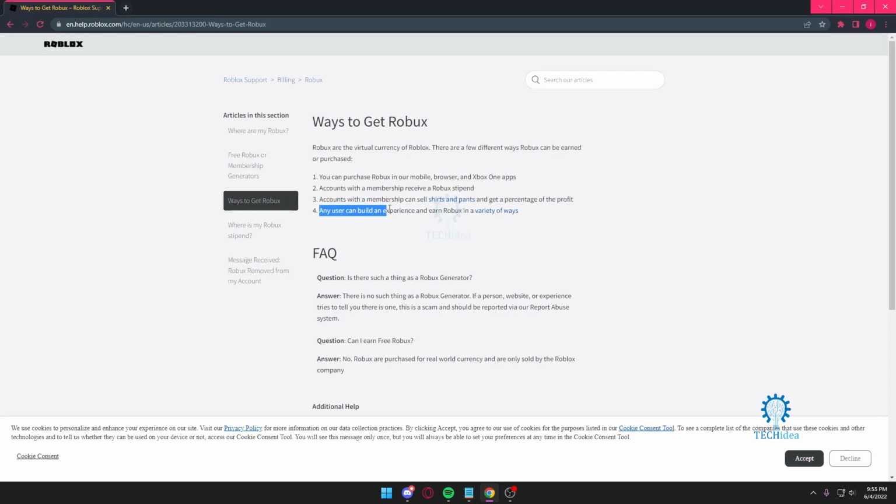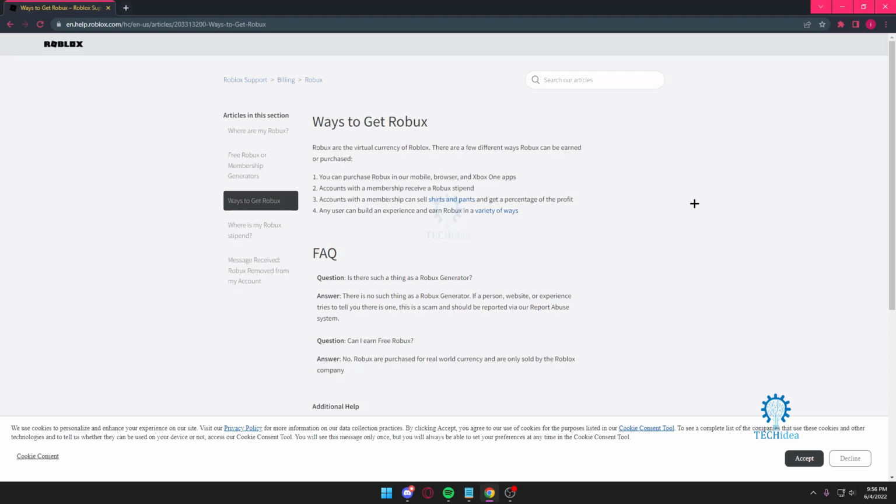Now, this one, any user can build an experience and earn Robux in a variety of ways. That is a bit different, because you can create your own map in Roblox. For example, there's a game mode in Roblox which is CSGO, right? And that game mode basically sells skins, and the people that created that game mode get the money for people purchasing skins in that game. So yeah, other than that, Robux is not really free.